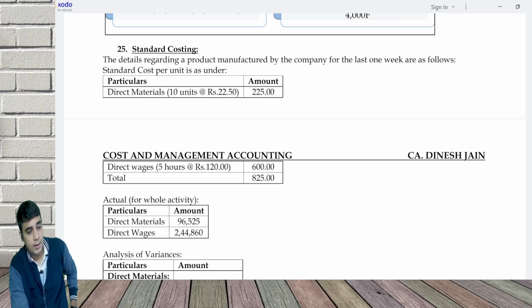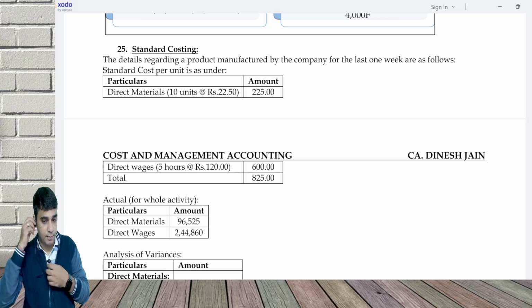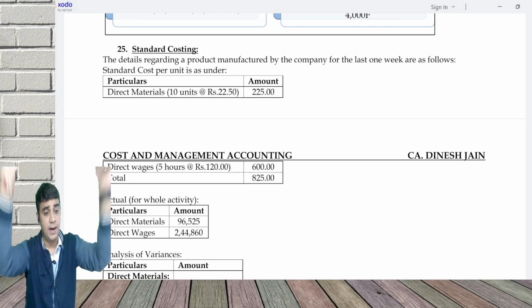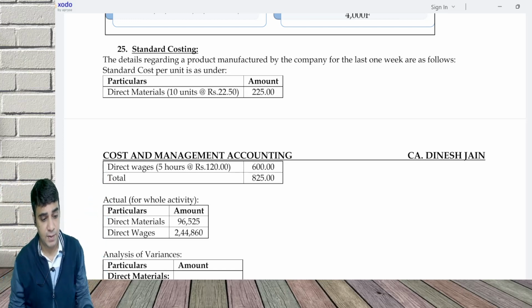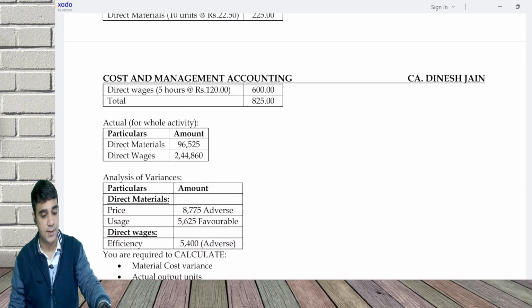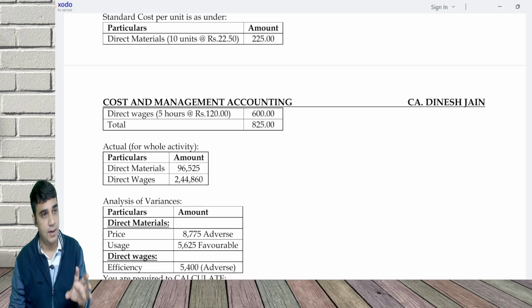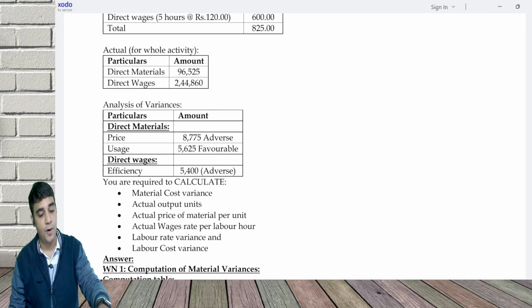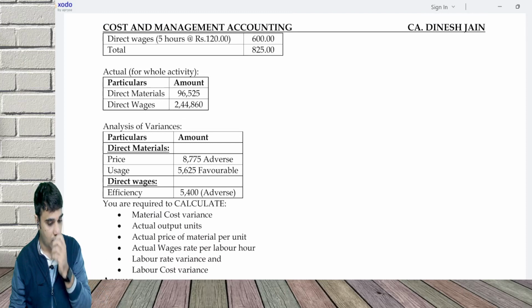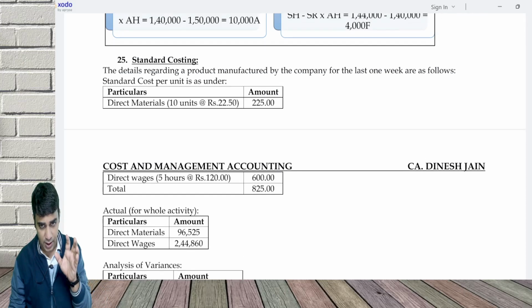Okay, let's start. The details regarding a product manufactured by a company for the last 1 week are as follows. Standard cost per unit, direct material, direct wages, actual, analysis of variances. So some variances have been given in the question. They've asked for some information like actual output, actual price, actual wages. As I have told earlier, our objective will be to complete the computation table. Once we complete the computation table, the missing information will automatically be computed.